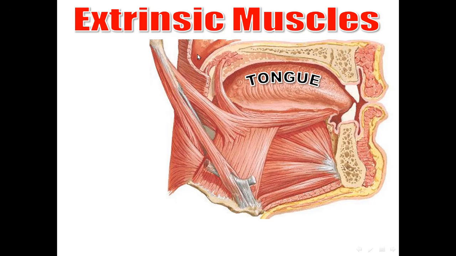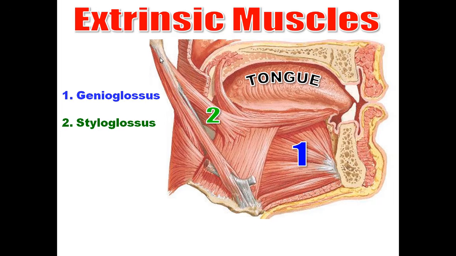So the extrinsic muscles again, we have 4 extrinsic muscles. This is the first one, genioglossus muscle. It arises from the superior genial tubercle and is inserted into the tongue. This is the second one, styloglossus muscle. It arises from the styloid process and is inserted into the tongue.